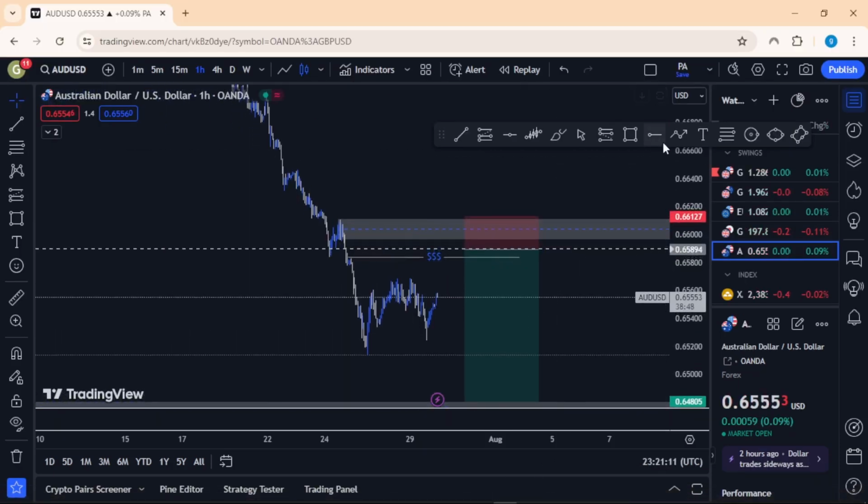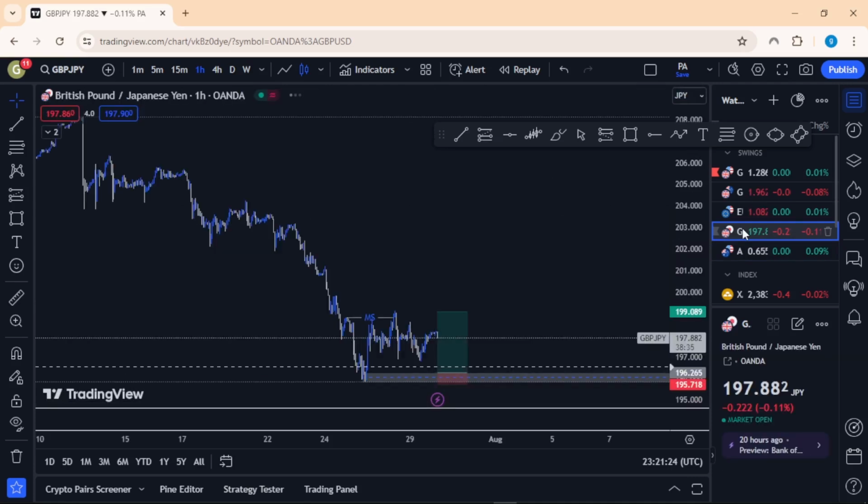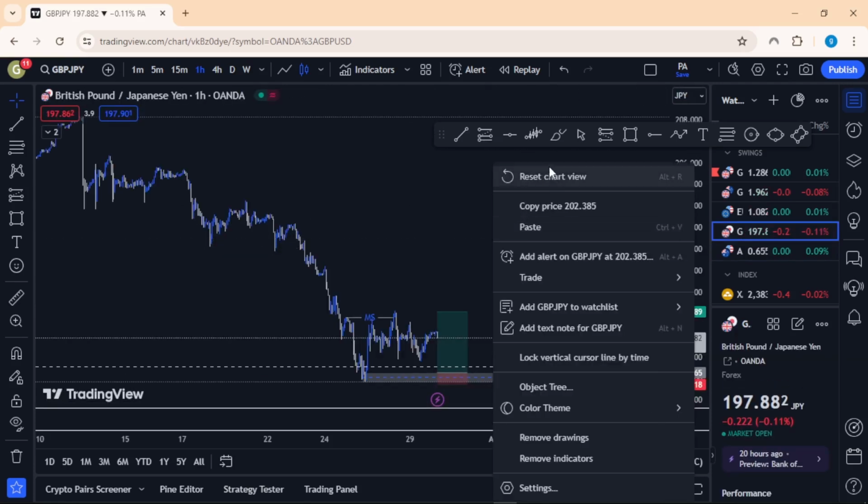Here's one, Australian dollar, US dollar. I'm waiting for this market to actually pull back to this top here. You can see this is the area of liquidity. I'm still waiting for the market to come sweep above before I get in. And then this one is GBP JPY. They also have a setup here. Okay, I have a setup.